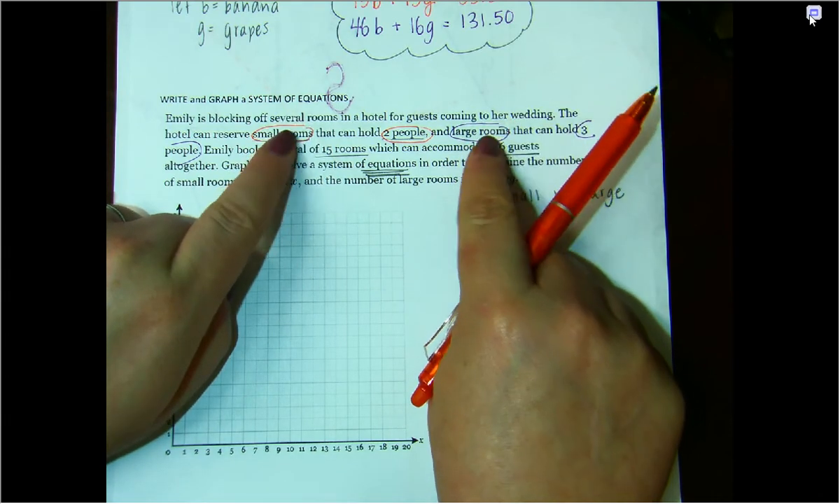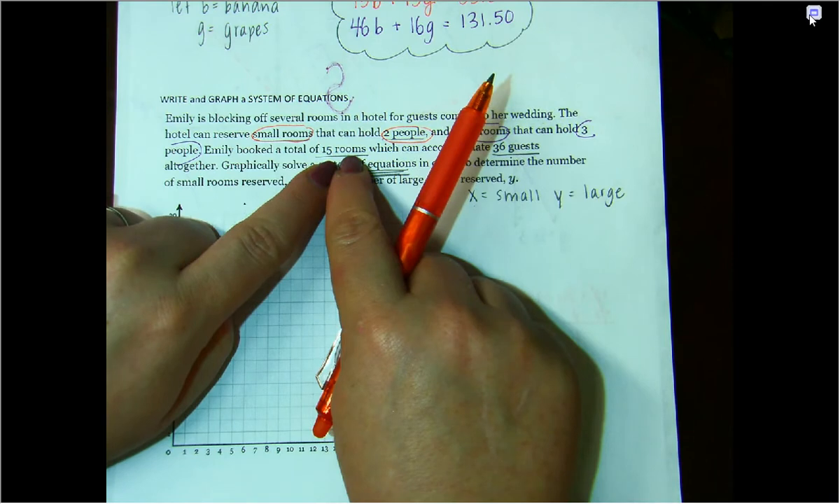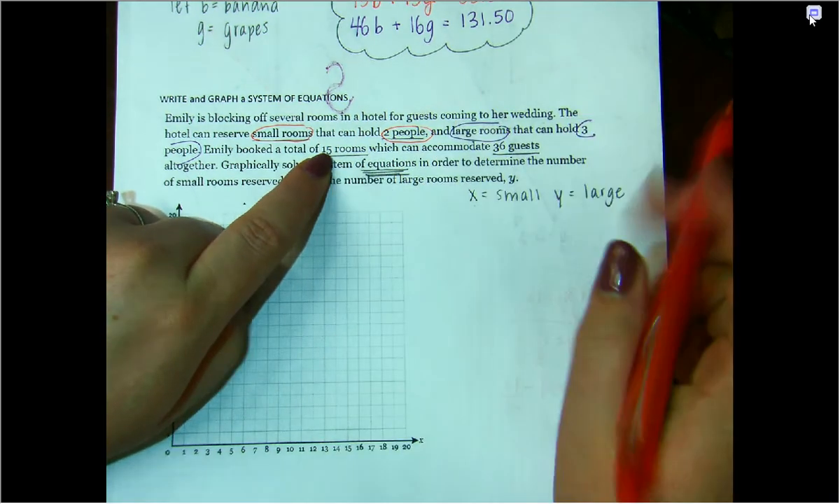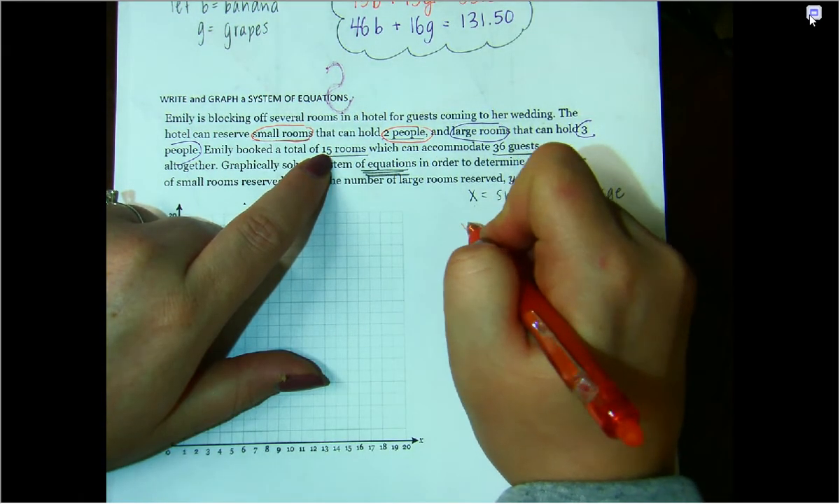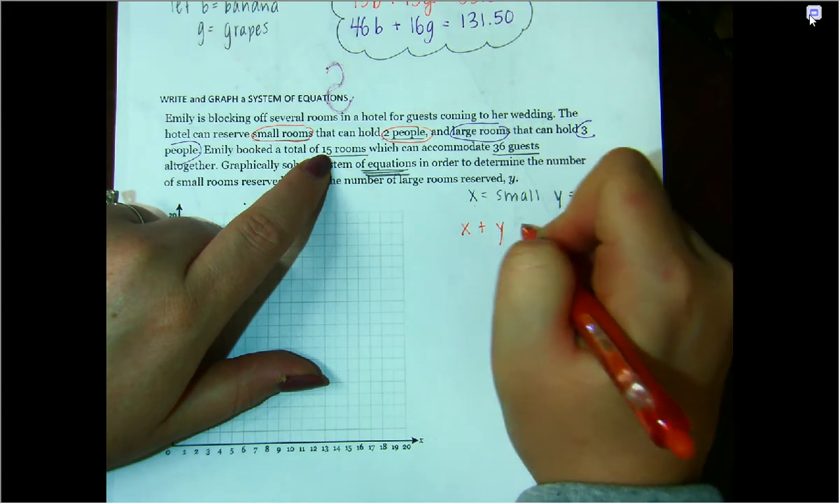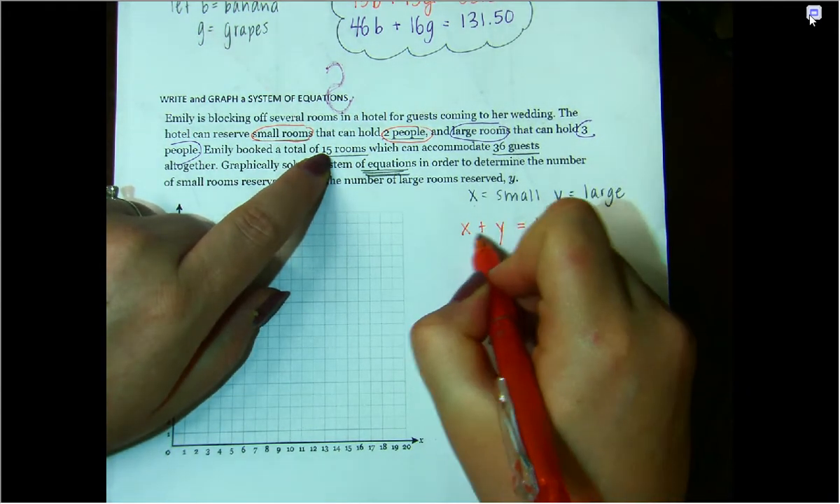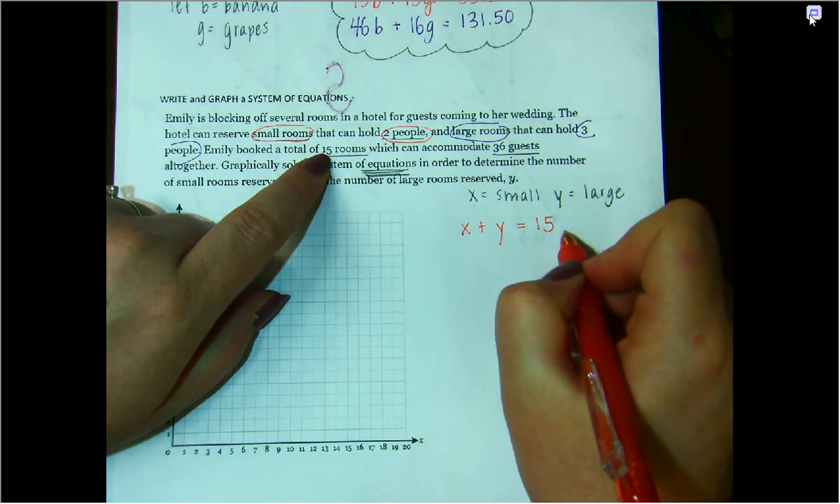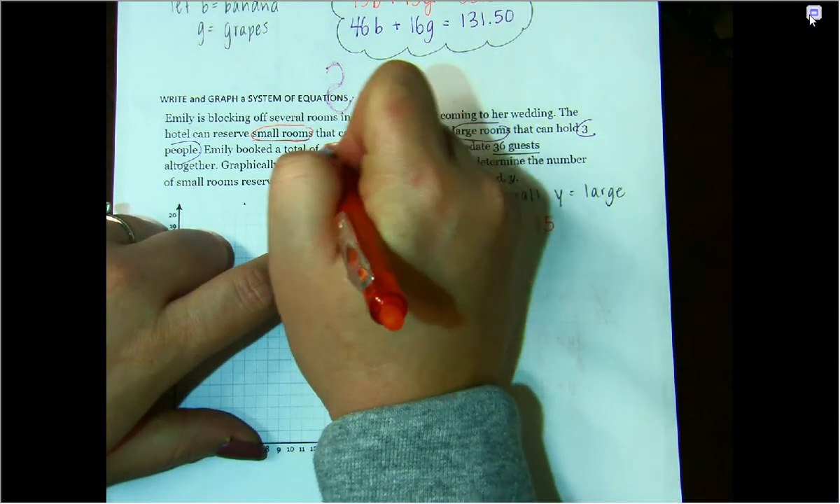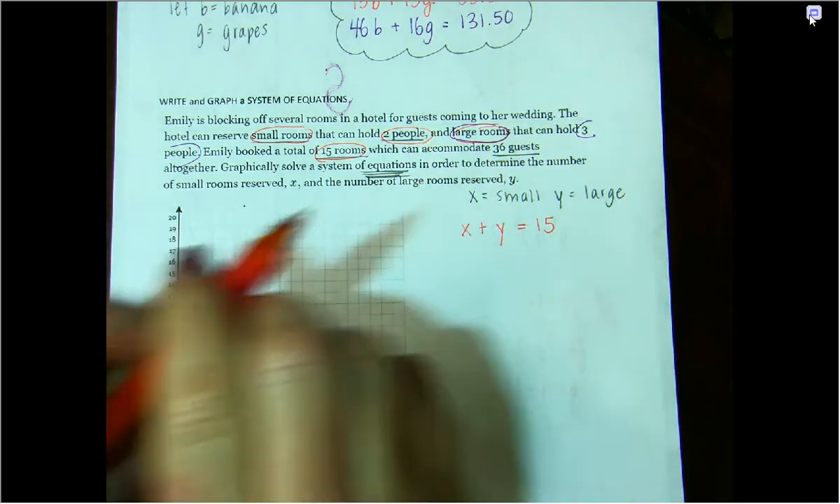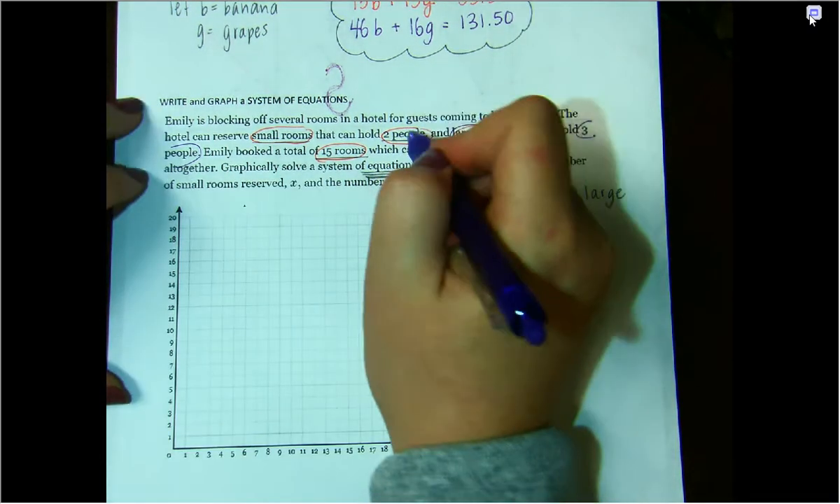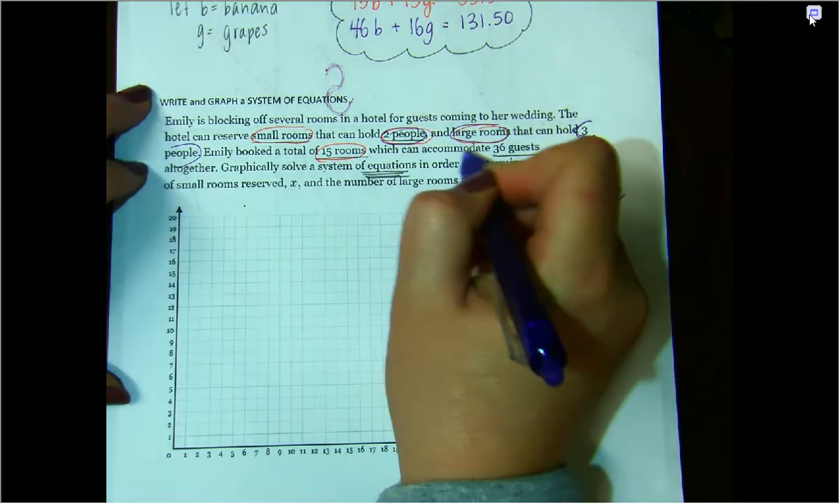And notice how these are talking about rooms. So we're going to pair this with how many rooms I have. So I have small rooms and large rooms, and I only have 15 of those small and large rooms. Okay, and now all I'm going to talk about are the amount of people that I have.